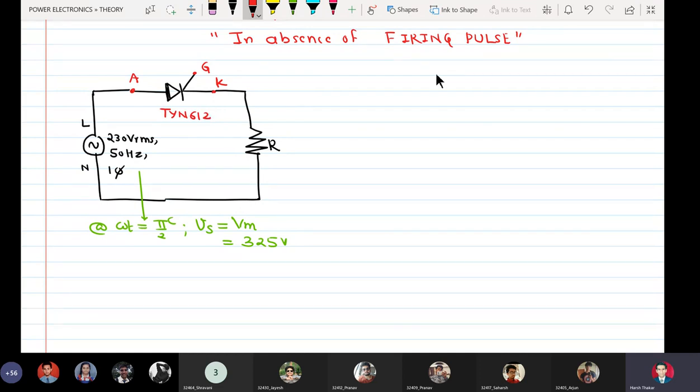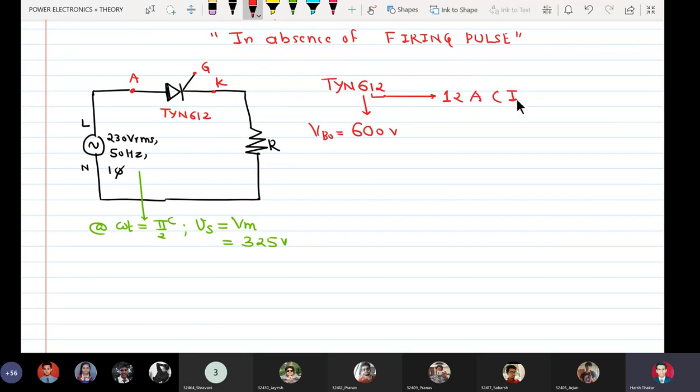So usually TYN612 is, I can say, the weakest SCR available in the market. So what are the ratings? When I say I am using the SCR TYN612, here the number 6 indicates that the breakover voltage VBO is equal to 600 volts, and this number 12 indicates that it can carry an RMS current of 12 amperes.